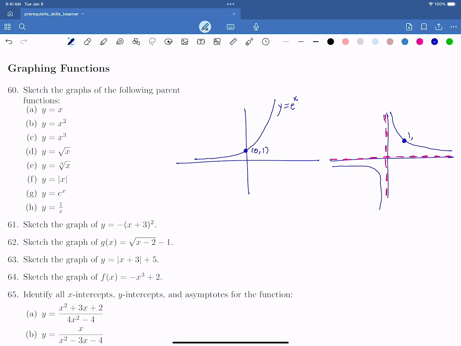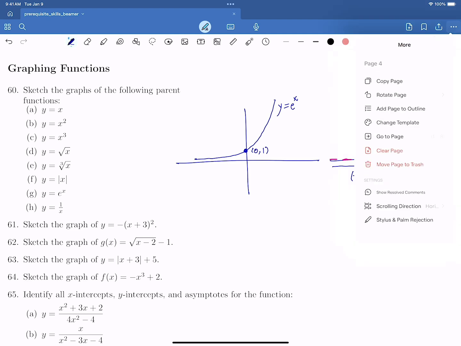It passes through the point 1, 1. So 1 over 1 is 1. And then also passes through the point negative 1, negative 1. So 1 over negative 1 equals negative 1. Those are our parent functions.